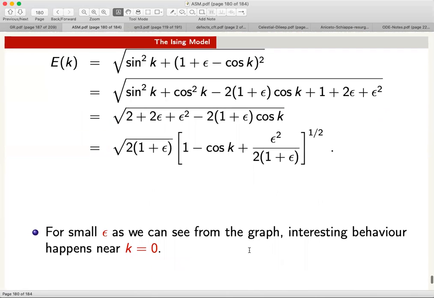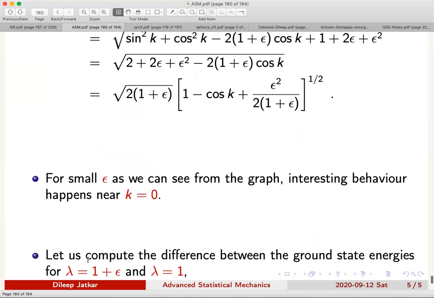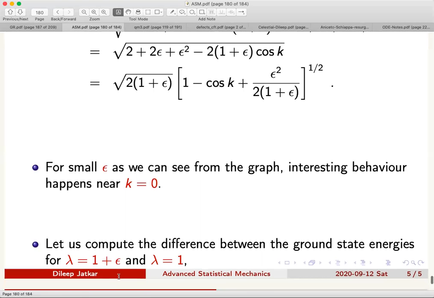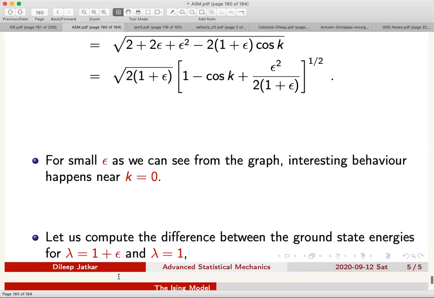So this is what I was saying: for small epsilon, from the graph we can see that the interesting behavior really happens near k equals 0. So we will try to compute the difference between the ground state energy when lambda is equal to 1 plus epsilon versus the ground state energy when lambda is equal to 1. That is the one which will tell us how the system is developing a gap as lambda changes. Any questions at this point?